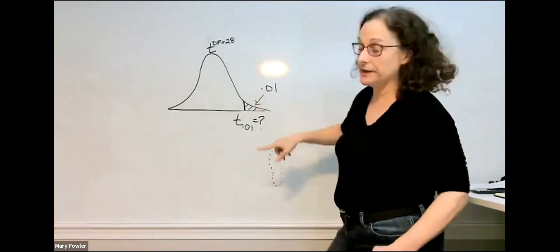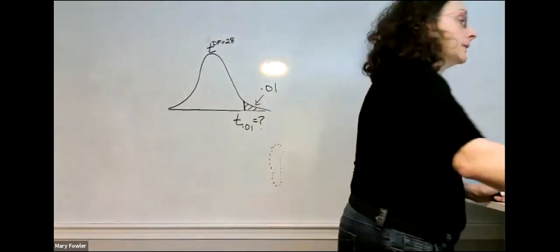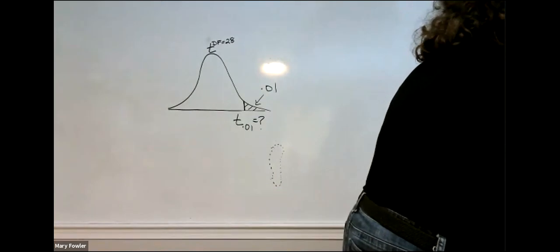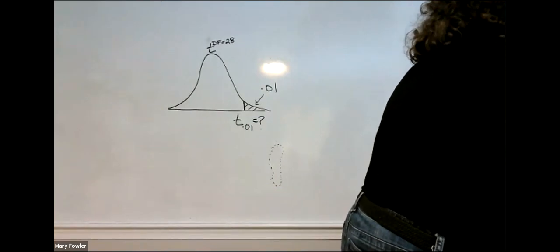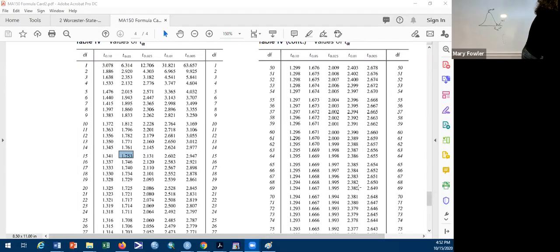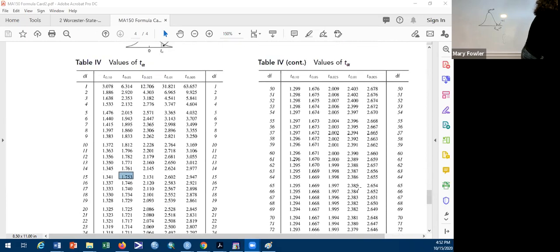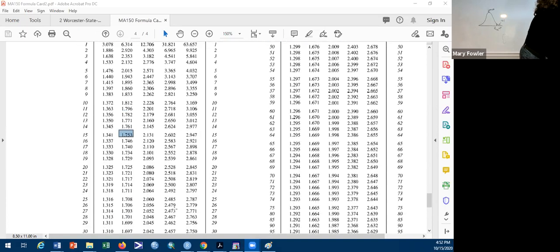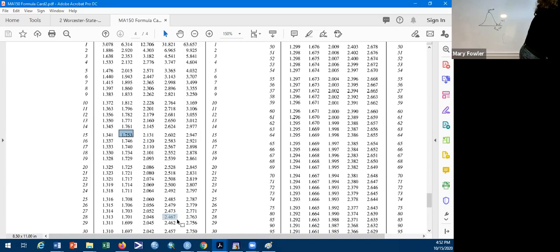Okay, so go on into the table. Let's do a quick look on that. Please open your table. We have 28 degrees of freedom, and we're looking for T sub 0.01. So it's going to be in this column here, but I've got to scroll it down to 28 degrees of freedom. I'm getting 2.467.